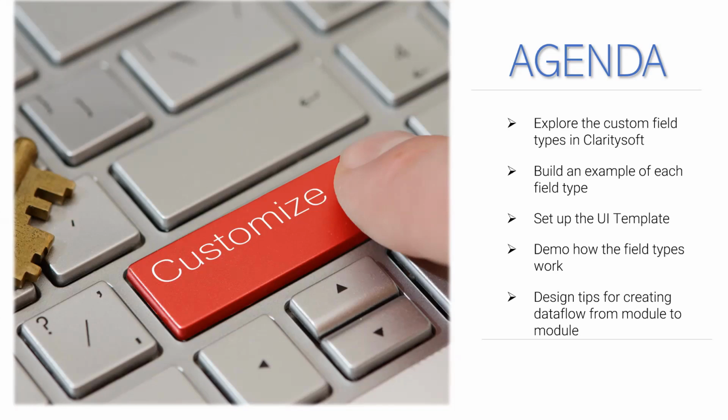So as we work, we'll build an example of each field type and then set it up in the user interface template, which if you've done this, you should know how to do. And then how those fields actually work. We'll open the record and enter data into them so you can see how they actually work in your record. And then as we talk, I'll also mention different design tips and hints for creating data flow from module to module within the database.